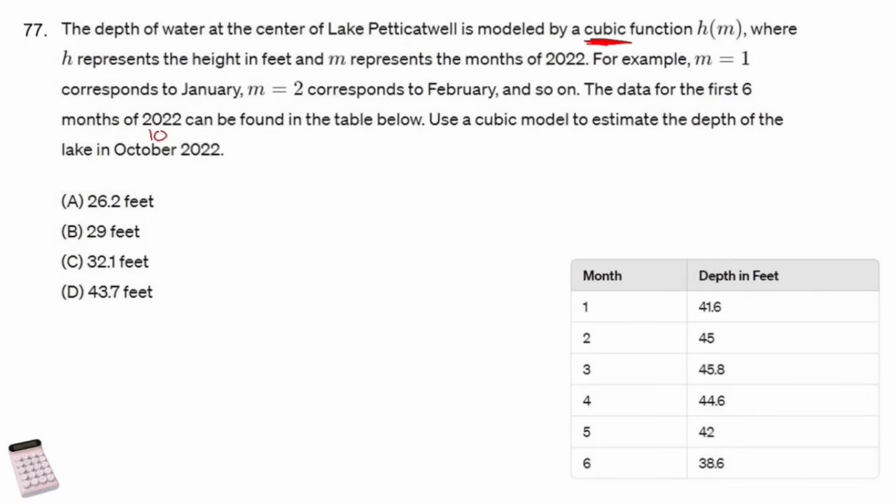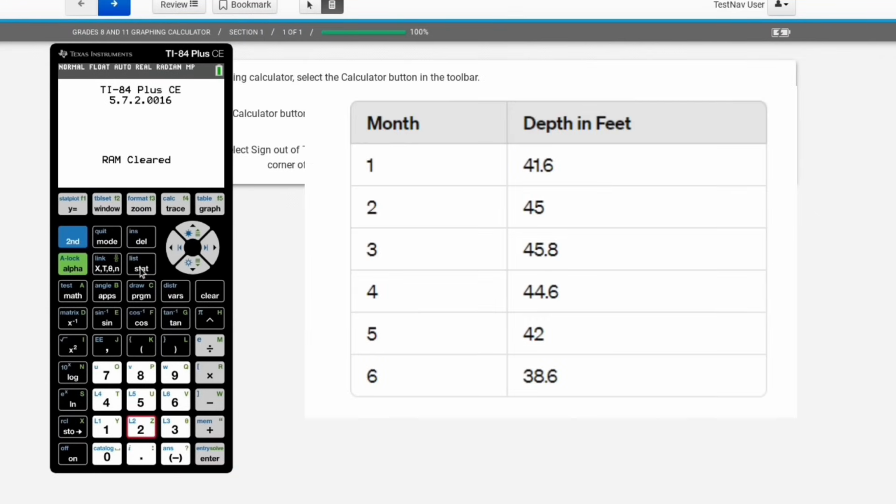Be right back. All right, let's talk about Lake Precalculus, which reminds me of my childhood. We go to stat, we go to edit, and let's plug in some numbers. The left side is pretty easy, just 1 through 6 for January through June. Then you've got 41.6, 45, 45.8, 44.6, 42, Jackie Robinson, rest in peace, and 38.6.